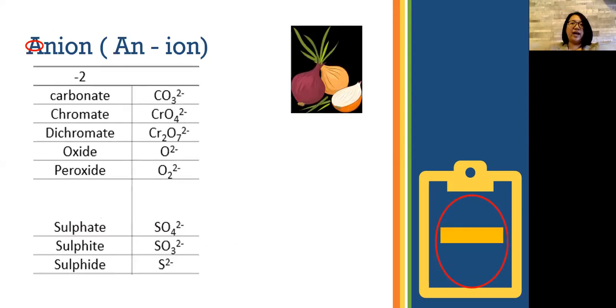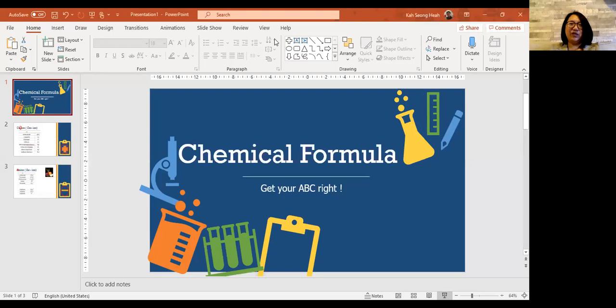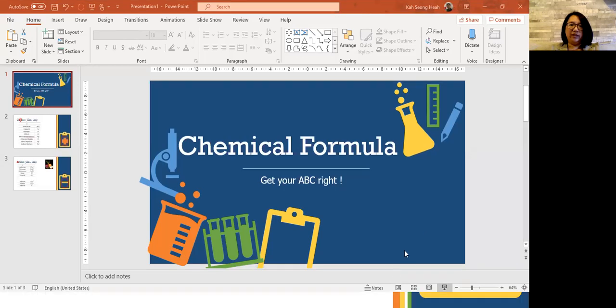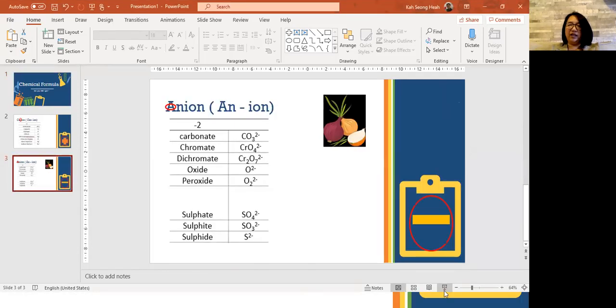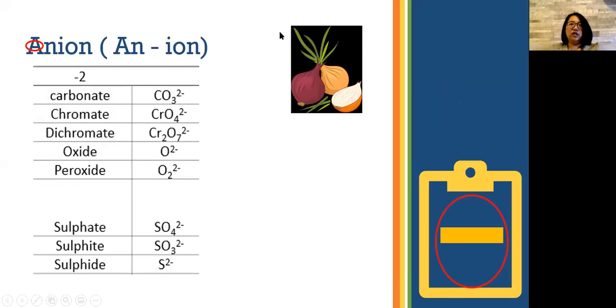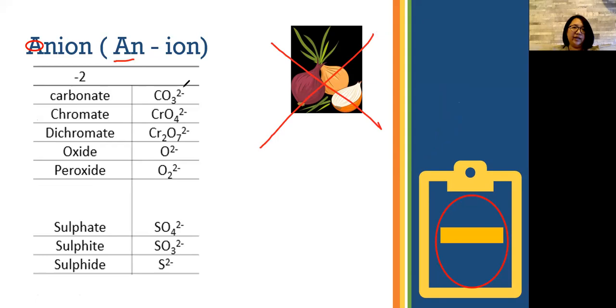And let's look at anion. It's not onion, yeah? That's why I put an onion there. No. That's not anion. So if you look at the anion list, you will notice that sometimes even teachers will read it wrongly. It's not anion, okay? It's anion because it goes to the anode, which we'll be learning later.